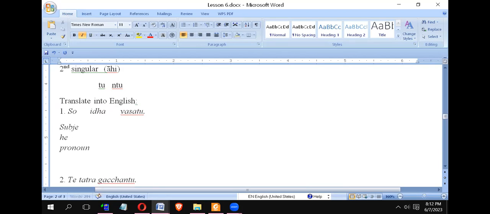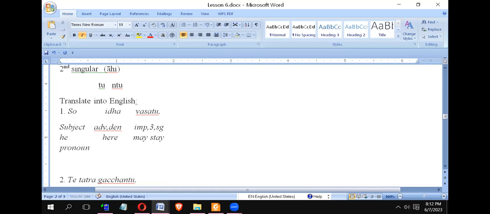Ida is the adverb demonstrative. Verb, yeah, it's also demonstrative, yes. It means here. And wasatu is an imperative, third singular. Third singular, okay. It means may stay or may do.